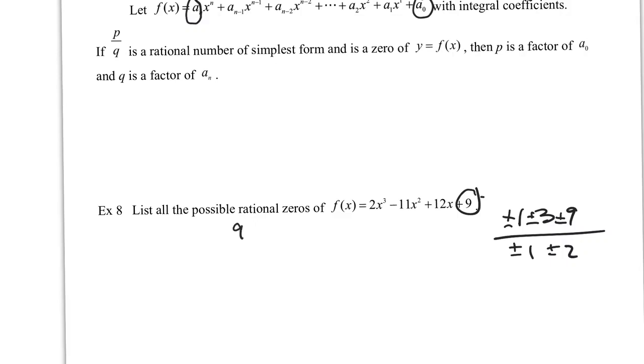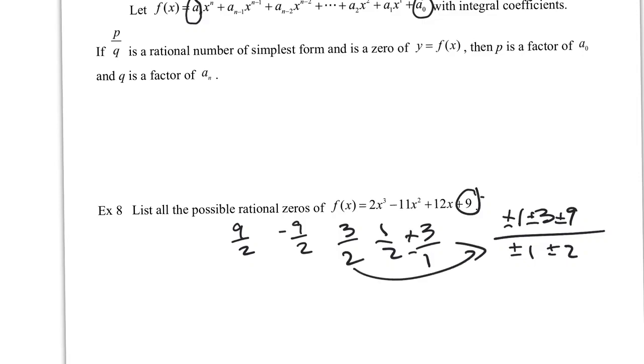So it could be 9 halves, it could be negative 9 halves, it could be 3 over 2, it could be negative 3 over 2, it could be 1 over 2, it could be 3 over 1. You can see all these different possibilities, all plus or minus. Okay, so it's all those different combinations.